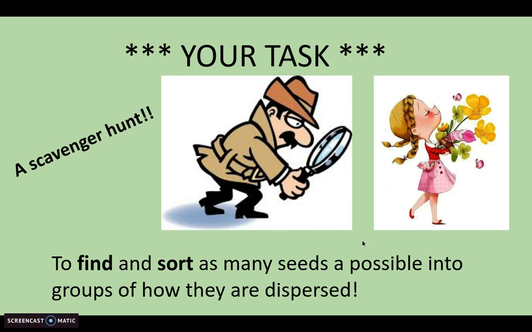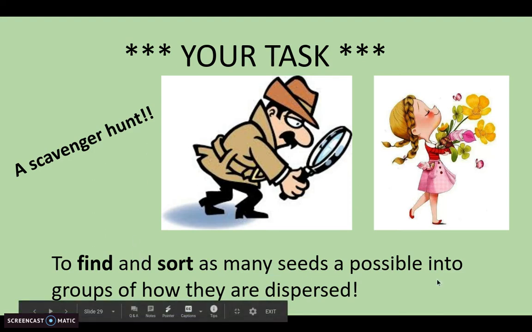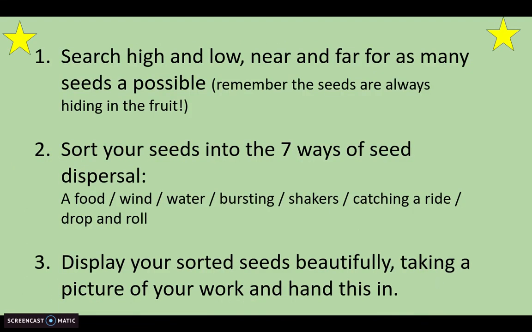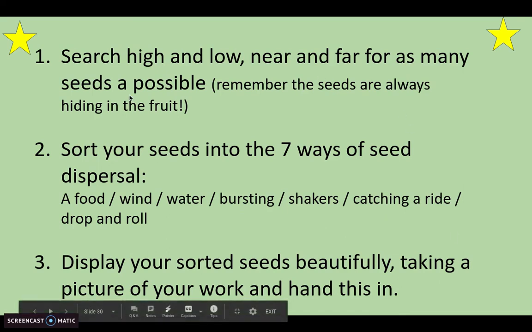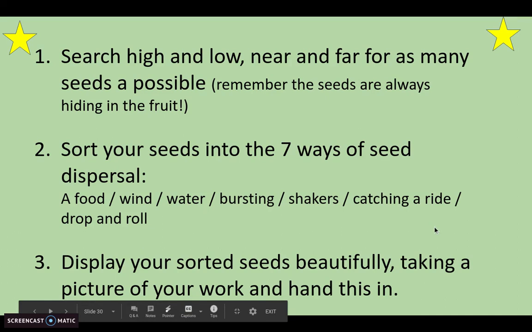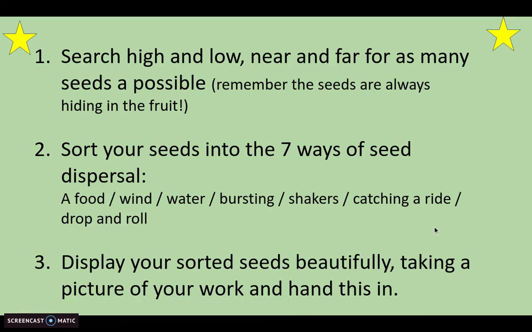So, are you ready? This is your task. You're going to go on a scavenger hunt. You're going to find and sort as many seeds as possible into groups of how they are dispersed. Search high and low, near and far for as many seeds as possible. Remember, the seeds are always hiding in the fruit. Sort your seeds into the 7 ways of seed dispersal. Food, wind, water, bursting, shakers, catch a ride, drop and roll. Display your sorted seeds beautifully, taking a picture of your work and hand this in.